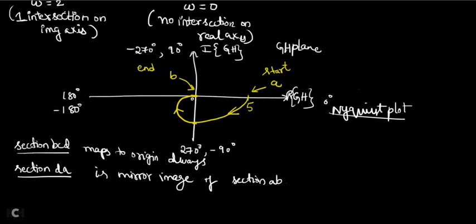A to B is over. BCD is over. Now D to A is over. So now I have to write my complete Nyquist plot. What is a Nyquist plot? I wrote it here. This is the half Nyquist plot only for section A to B. Now I have to write my complete Nyquist plot. How to write?